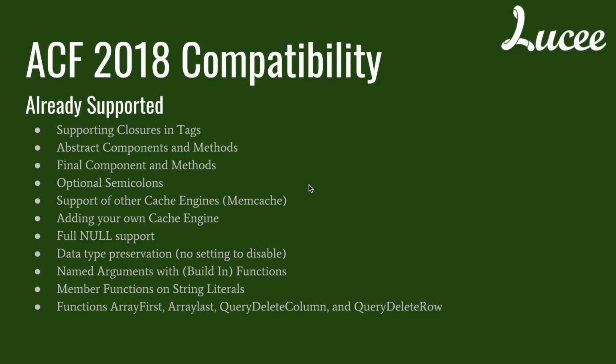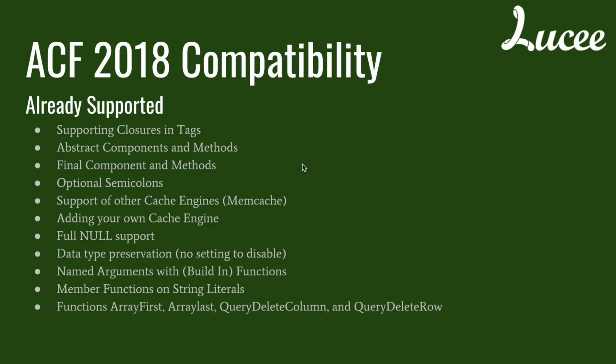Named arguments with built-in functions, we also supported for a very long time. We even participated so that ACF would come up with that in the future, and because of that we added support to define alias names. So when they use different names, we simply can define an alias to match the names they use. Member functions on string literals we already support for a long time, so that's nothing new there as well. And also these functions they added: array first, array last, query delete column, and query delete row, we already support.